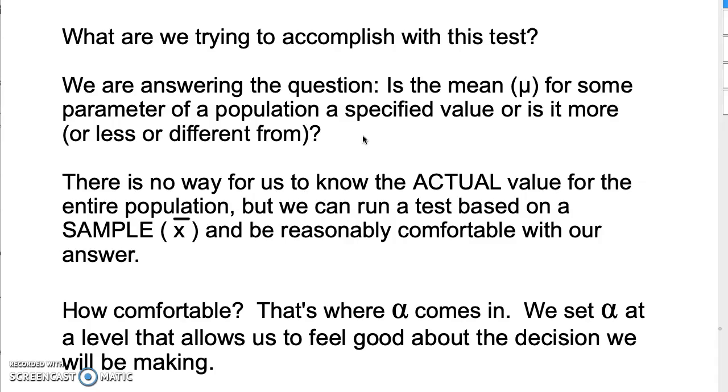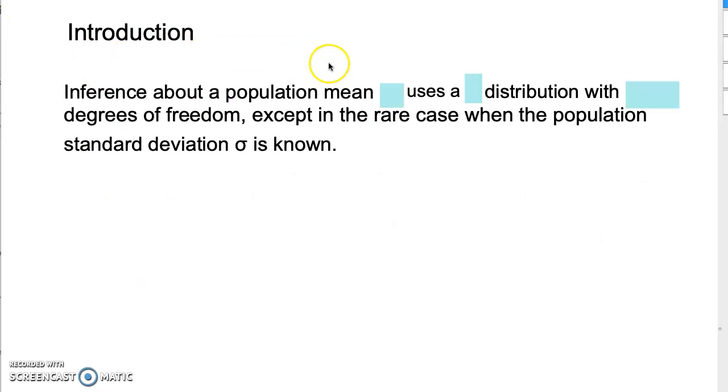That's where alpha comes in. We set alpha at a level that allows us to feel good about the decision we will be making. Usually alpha is set at 0.05, but it doesn't have to be. It can be more than that or less than that, depending on how sure you want to be. So inference about a population mean, mu, uses a t distribution. Remember, we learned about that in the last section, with n-1 degrees of freedom, except in the rare cases where the population standard deviation is known.